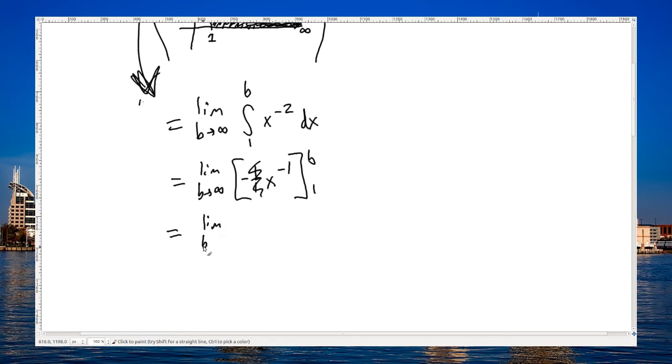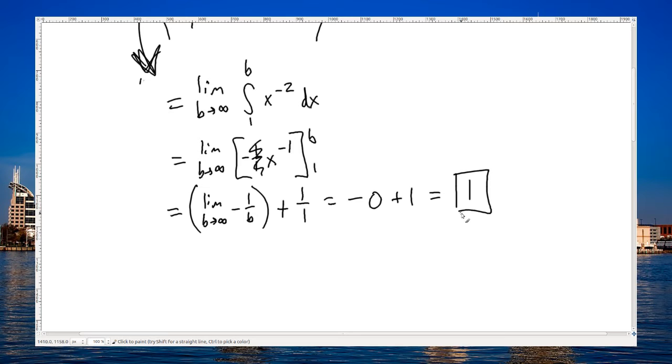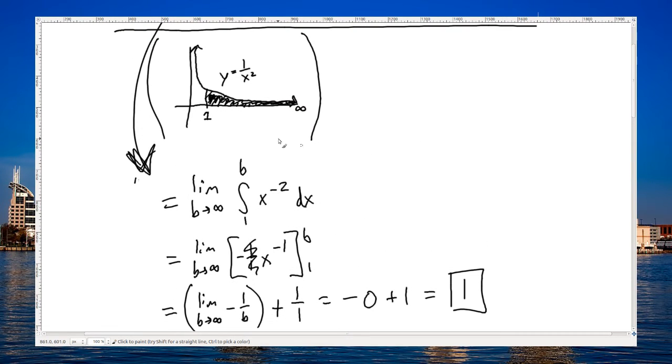That gets me negative 1 over b when I plug in the top, minus a negative 1 over 1 when I plug in the bottom. And of course, the limit as b goes to infinity of 1 over b, that's 0, which tells me that this area right here that I drew in the parentheses is in fact 1.